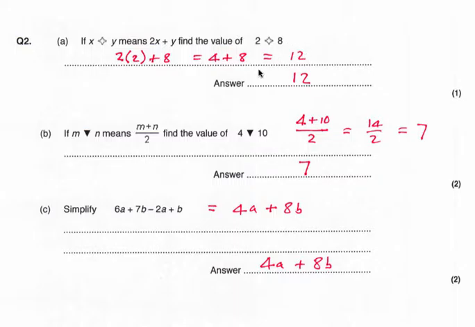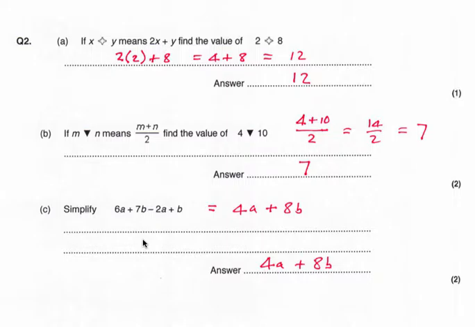This symbol, m with this black triangle n, means m plus n divided by 2. So find the value of 4 black triangle 10. Well, we have to add them together, divide by 2. 4 plus 10 is 14, divide by 2 gives an answer of 7.